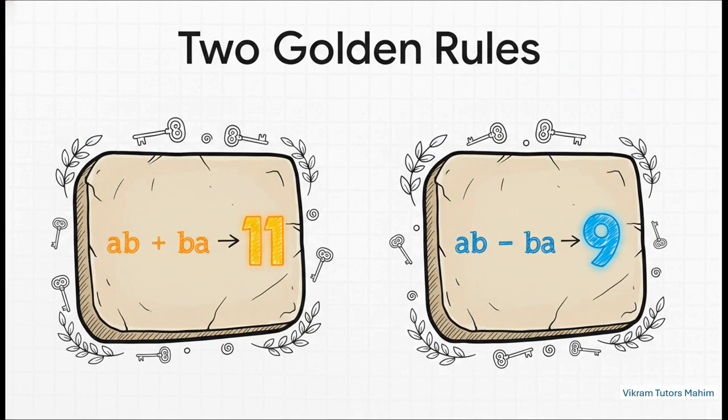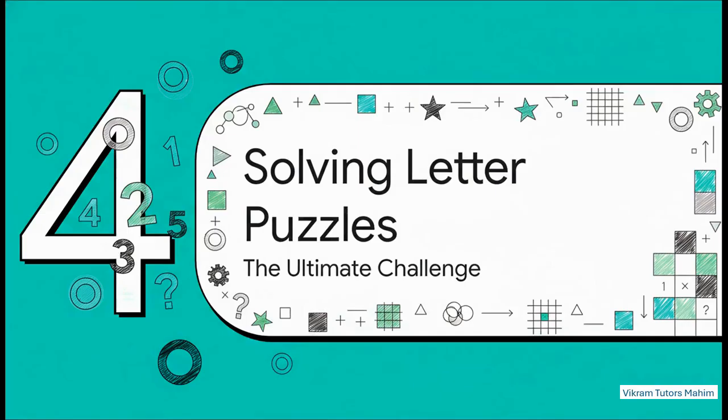The sum of a number and its reverse is always divisible by 11, and the difference between them is always divisible by 9. That's a pretty powerful pair of secrets to have in your back pocket. All right, you're doing great.